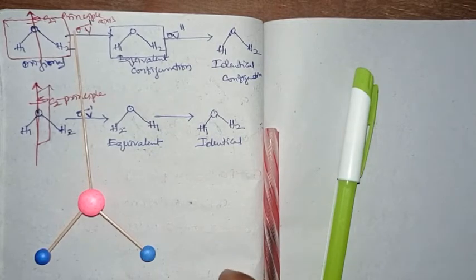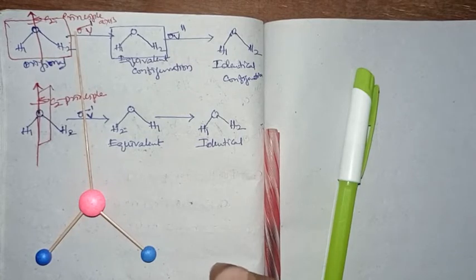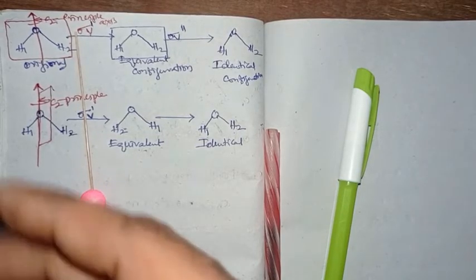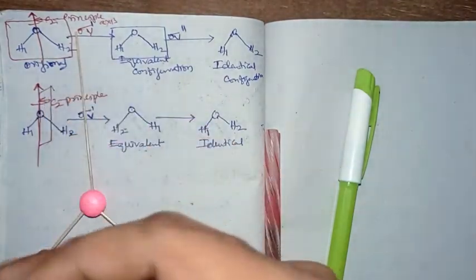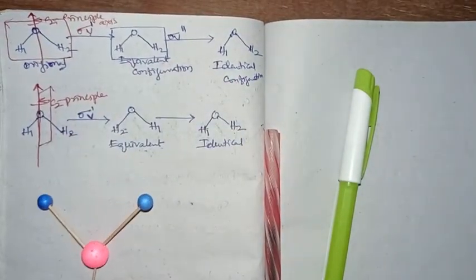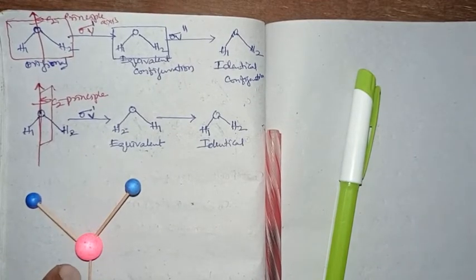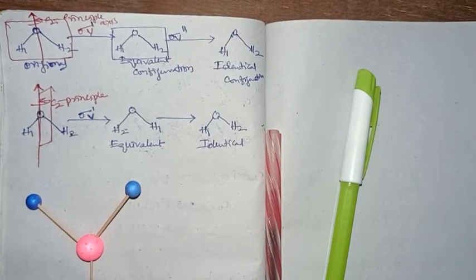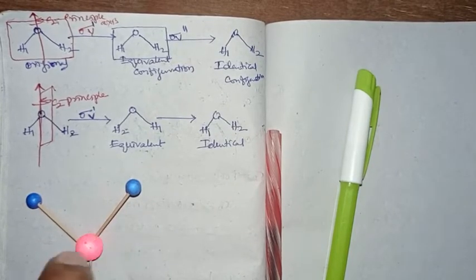If the configuration generated after the second operation is equivalent, then only is it an improper axis. So after the rotation, we do the reflection, applying a plane perpendicular to the rotation axis like this, and it gives you this particular configuration. Is the configuration equivalent or identical? It is neither equivalent nor identical, so the rotation followed by reflection, the improper axis, is absent in the water molecule.